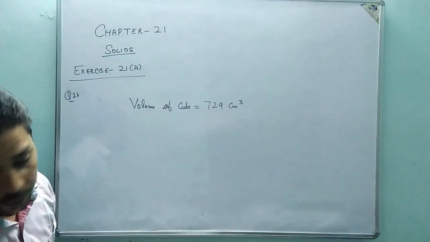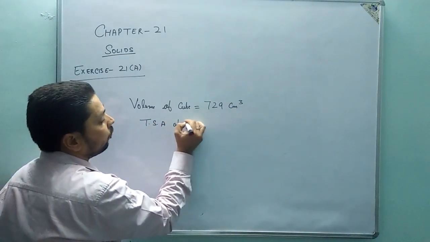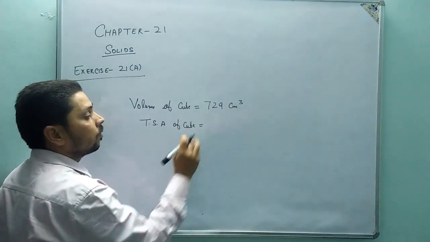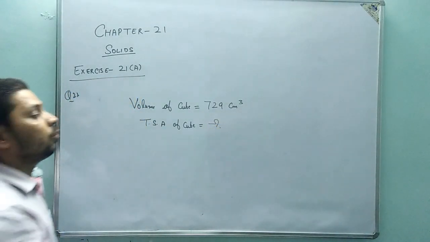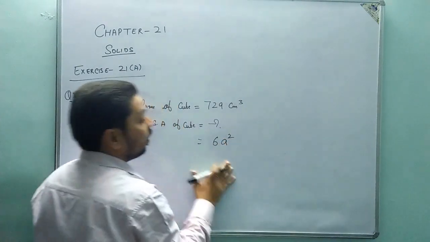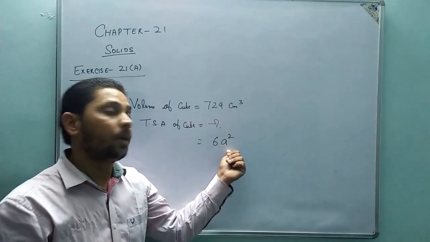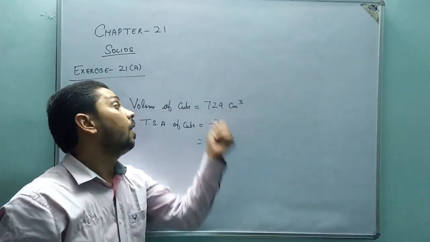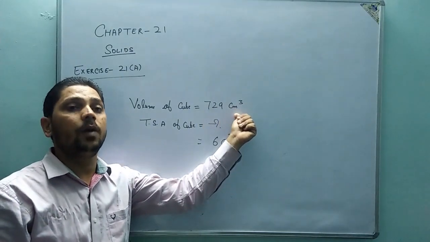What we have to find? We have to find the total surface area of the cube. What is the formula of total surface area of a cube? This is equal to 6a square. To calculate 6a square, we must have the side a, but we do not have the side a. Instead, we have the volume of cube, 729.